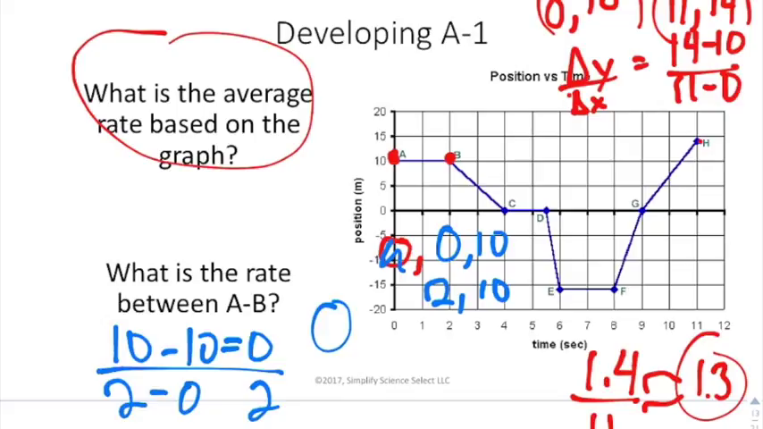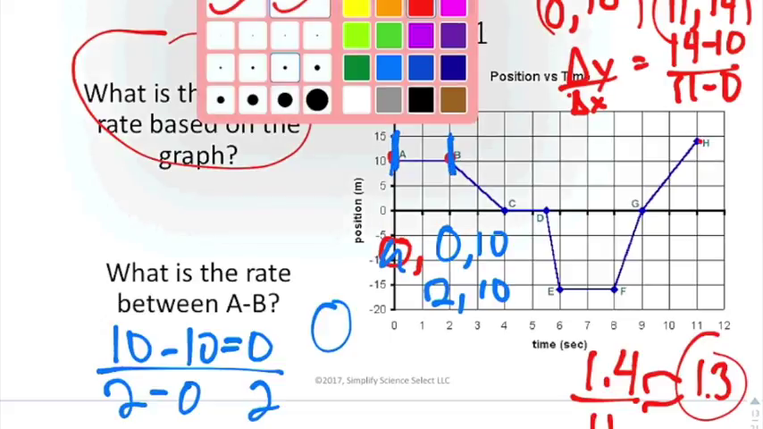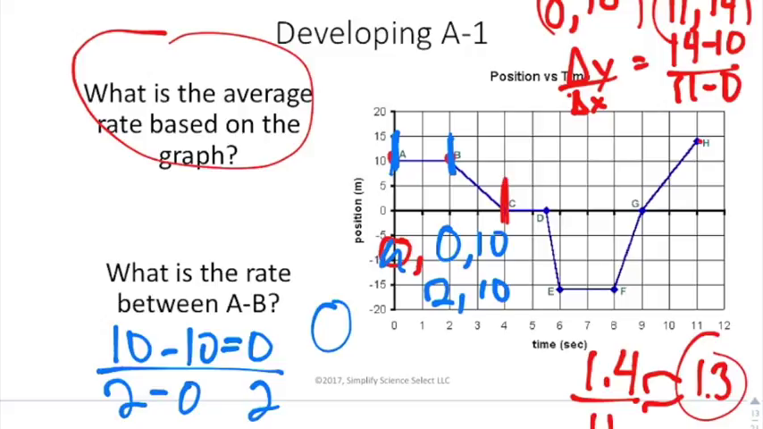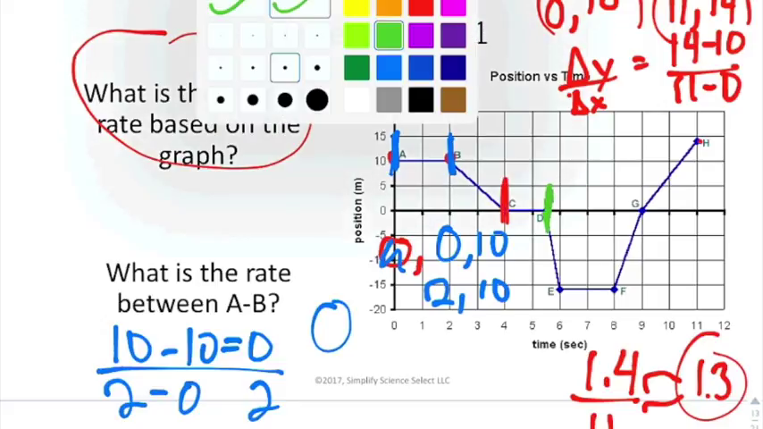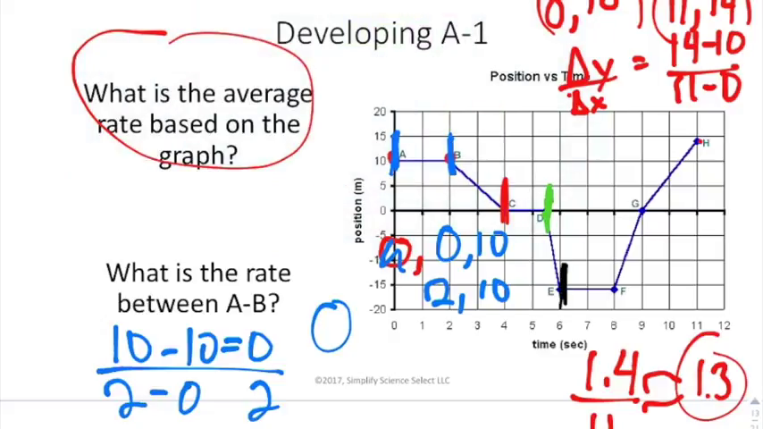In fact, you can look at all these points and see where the rate changes. Here, the rate is something, and then all of a sudden, the rate changes, and then it changes again. And so you can see these clear, distinct points where the rate changes.